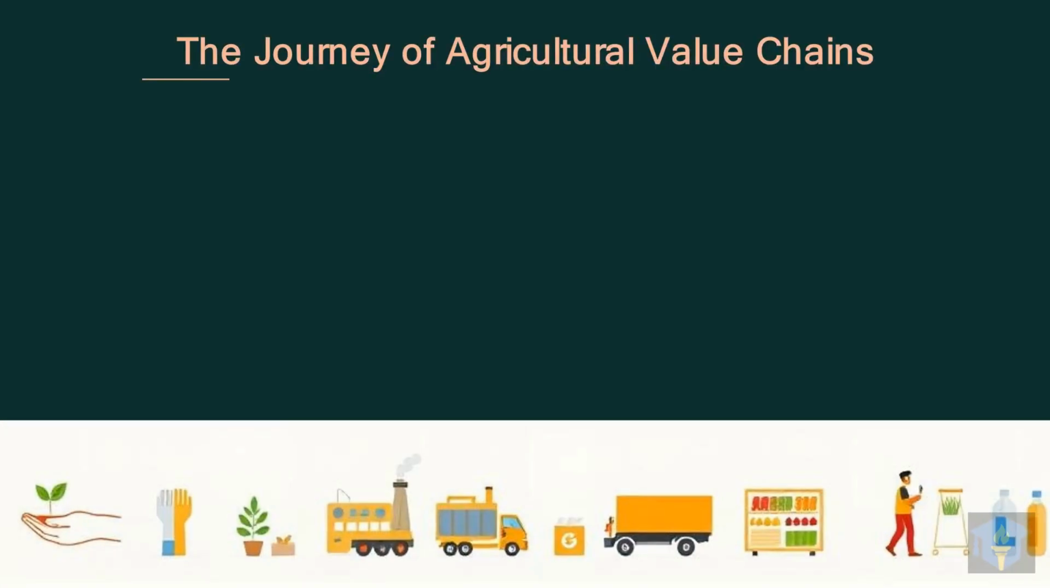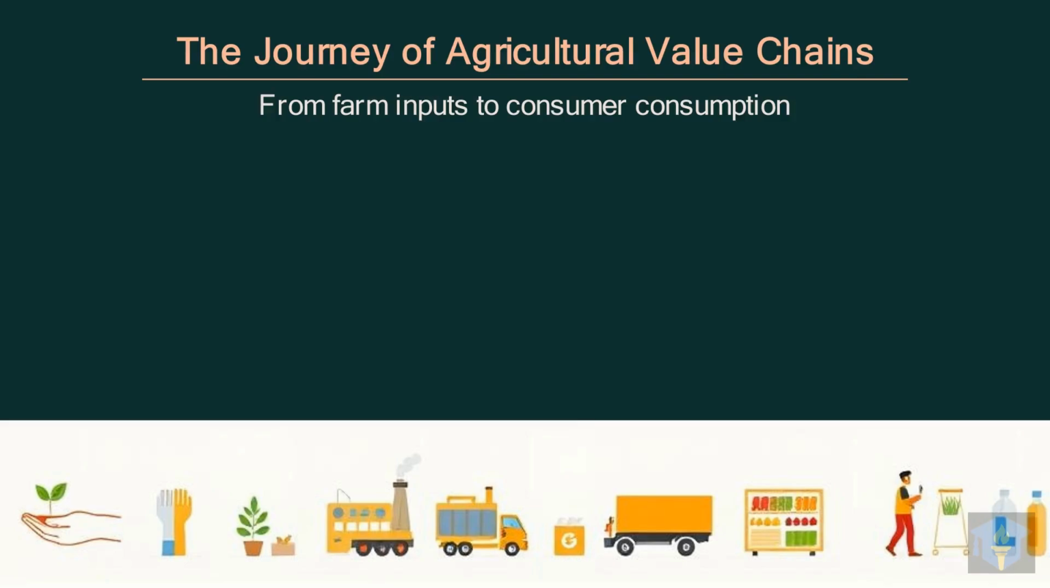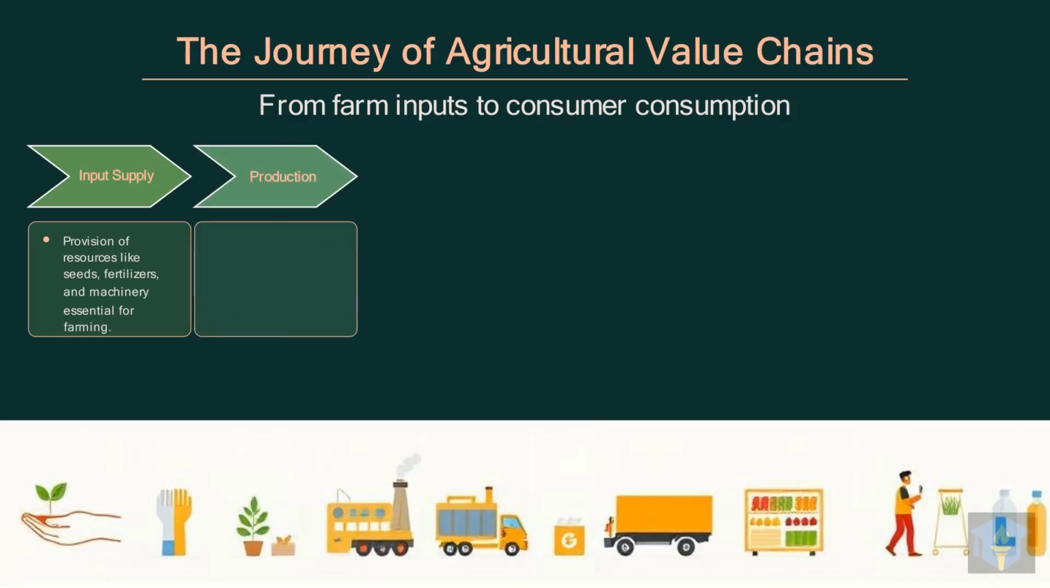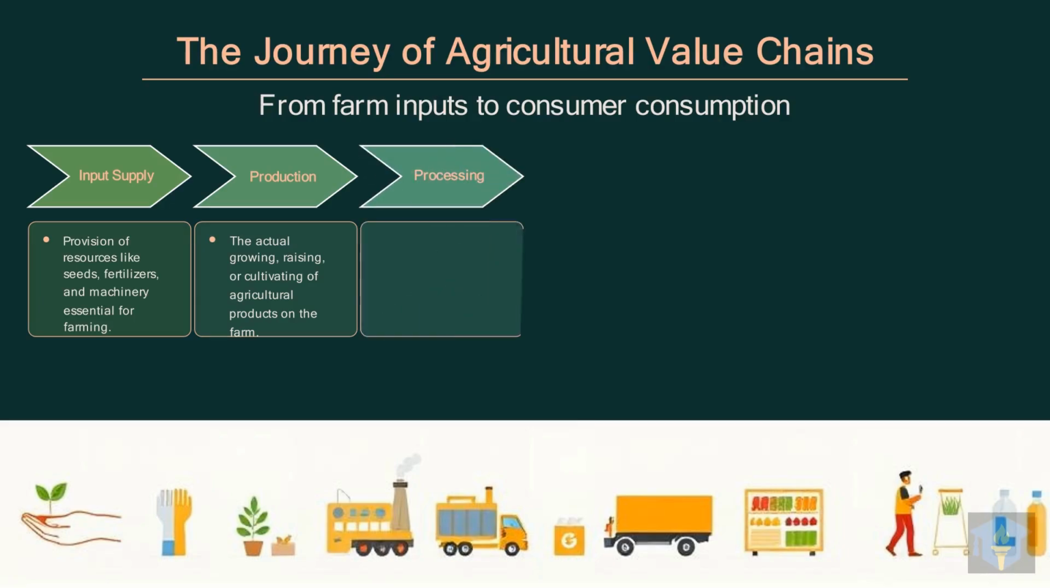Let's follow the journey of agricultural value chains, from farm inputs all the way to consumer consumption. First stage, input supply, providing resources like seeds, fertilizers, and machinery. Next, production, the actual growing and cultivating on the farm. Then, processing, transforming raw products into value-added goods.